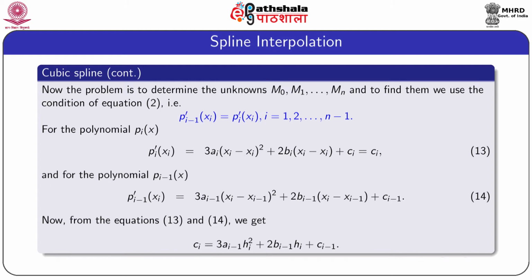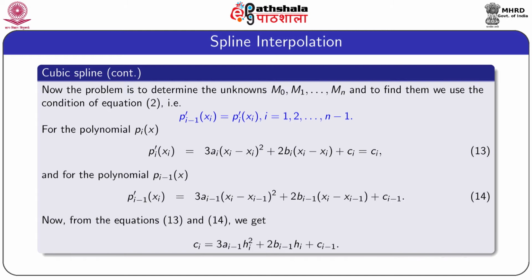And for the polynomial p_{i-1}(x), we have the first derivative of p_{i-1} at x_i equal to 3a_{i-1}(x_i - x_{i-1})^2 + 2b_{i-1}(x_i - x_{i-1}) + c_{i-1}. Now, the values of p_i' at x_i and p_{i-1}' at x_i are equal as per the condition. Therefore, equations 13 and 17 are equal.